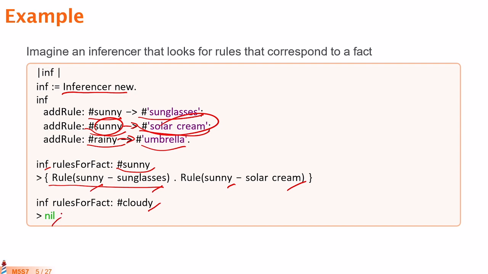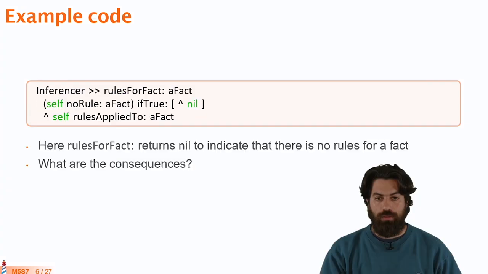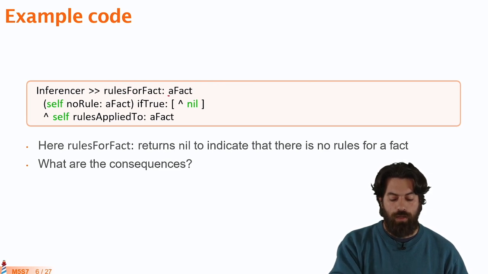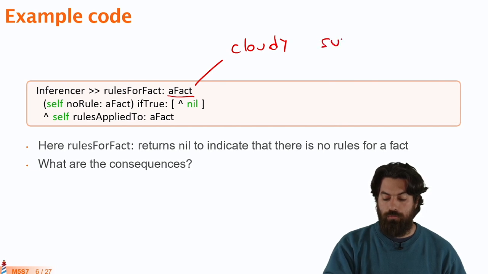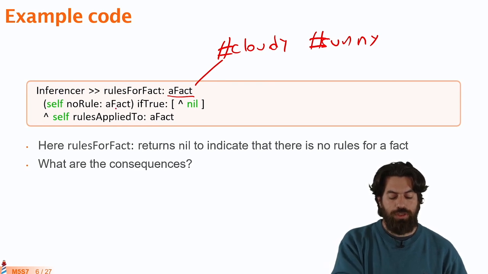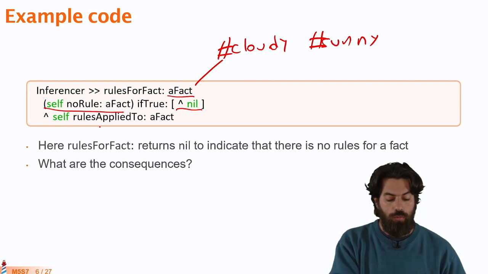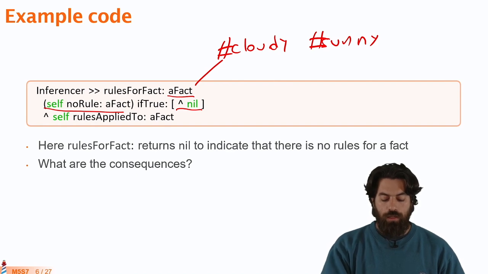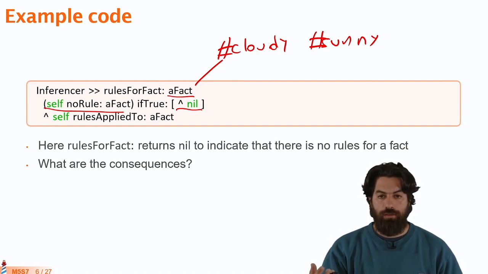So we can check out how this is implemented. In this case, every time that we ask the rule for a fact, so here the fact will be the symbols sunny or cloudy, first, we check if we have rules for that fact. If we have no rules, we return nil. Otherwise, we return the rules that apply for that fact. So nil here is used as a token to indicate that there were no rules for that weather, or for that fact in this case.